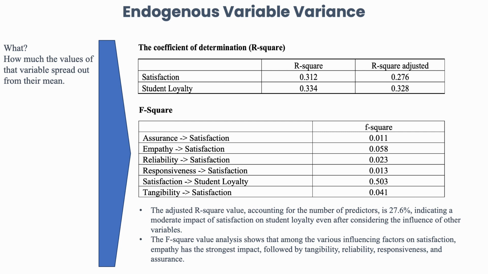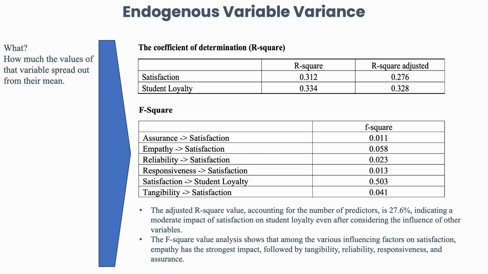Now, if we look at the results from both tables, the R square table shows that satisfaction explains 31.2% of the variance in student loyalty. And when accounting for the number of predictors, the adjusted R square is 27.6. Now, this suggests that satisfaction has a moderate impact on student loyalty.